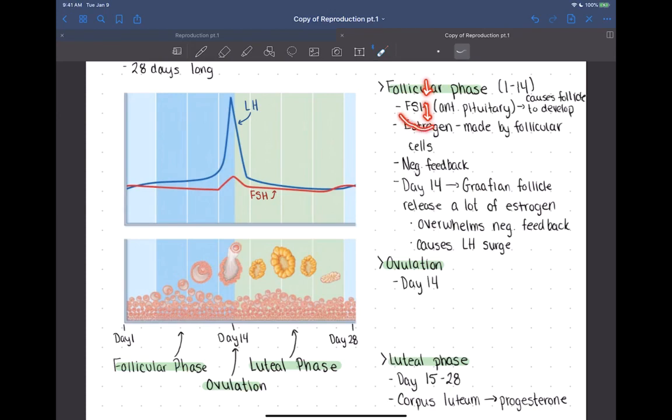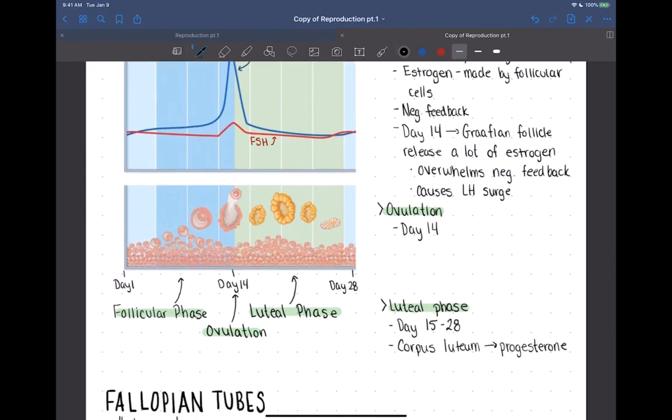That estrogen will feed back onto the hypothalamus, all right? And if there's an elevated level of estrogen, that will reduce the amount of releasing hormone coming from the hypothalamus, so negative feedback. And that's why the FSH levels here stay pretty constant for the most part, because of that negative feedback. So you want just a baseline level of FSH. That's negative feedback.